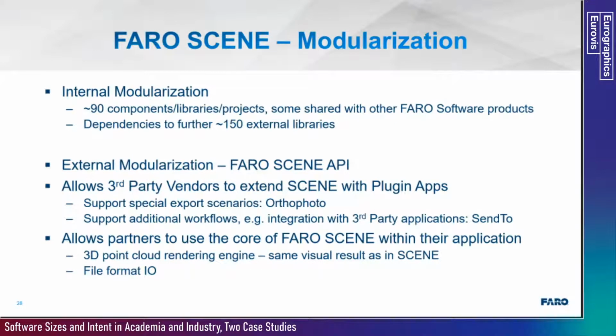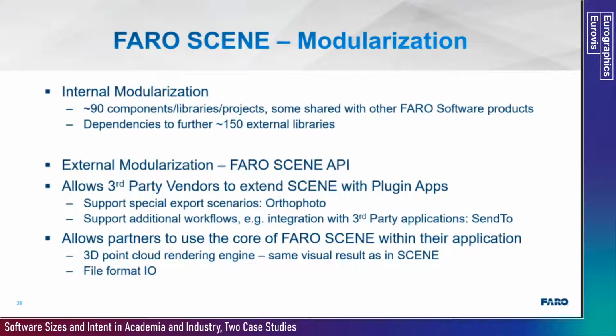So talking about modularization, Scene consists of roughly 90 libraries, components, projects, whatever you want to call it, and has further dependencies to 150 external libraries. And that's only internally for Scene itself. In addition, Scene also has an API, allowing third-party vendors to create plugin apps to introduce into Scene and to import functionality into Scene to extend what we can do within our software.